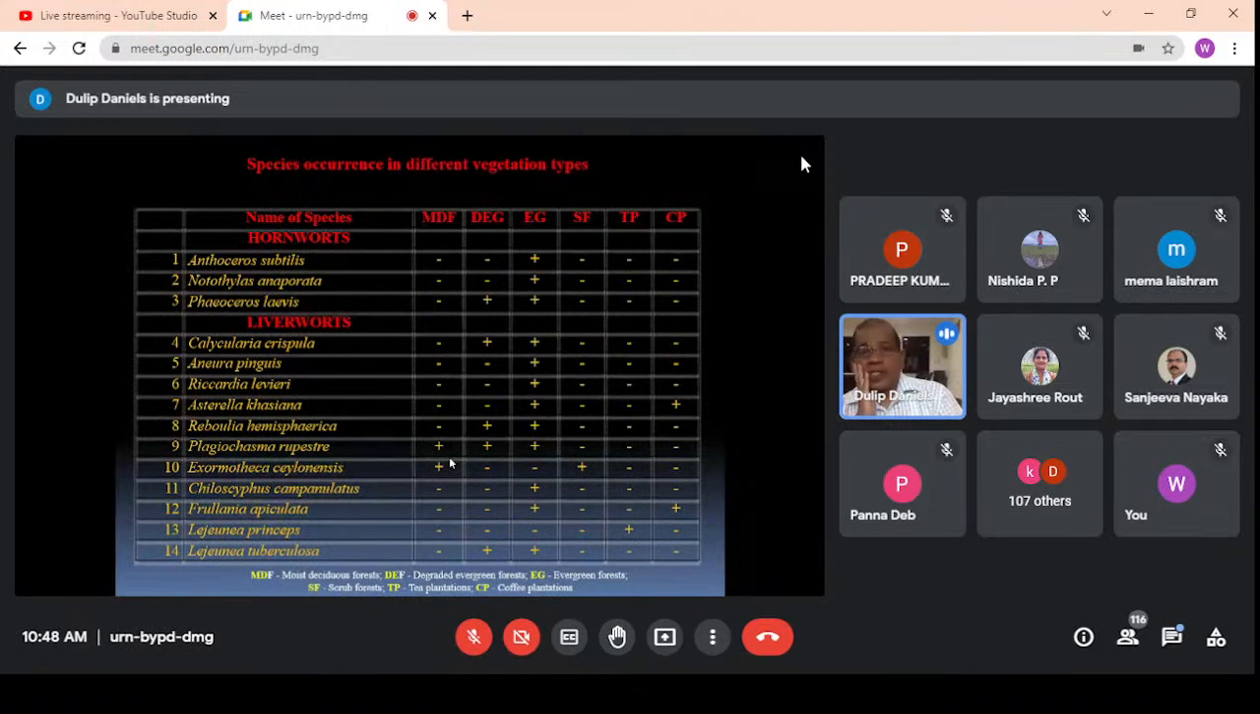Similarly, you could see the same concerning hornworts and liverworts. But there is more representation in the evergreen forest. Studies reveal that usually concerning other organisms, diversity is more in degraded forests because there you have exclusive species as well as common species. But in the case of bryophytes, studies may reveal that they are more exclusive and they prefer to grow in evergreen forests where there is higher moisture content.